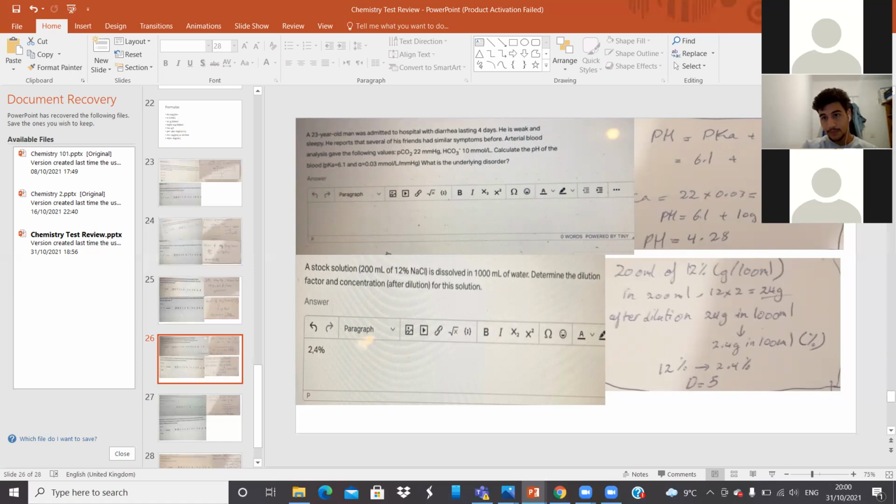Okay, so we have 0.01, which is the concentration of the carbonate ions because it's 10 millimoles. Again, this is something that we need to watch out for. Our concentration for using this formula is moles per liter, not millimoles per liter. So you need to divide that 10 by 1,000, which gives you 0.01. Okay, so we plug that into the formula. So it's 6.1 plus log 0.01 divided by 0.66, which is 22 times 0.03, the concentration of carbon dioxide. Okay, and that gives us a pH of 4.28.